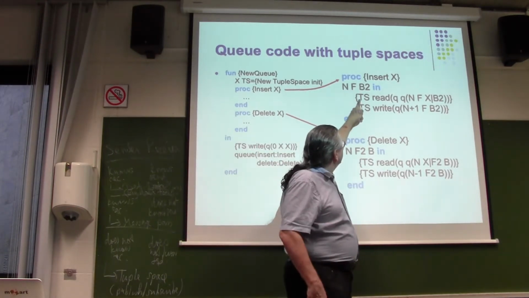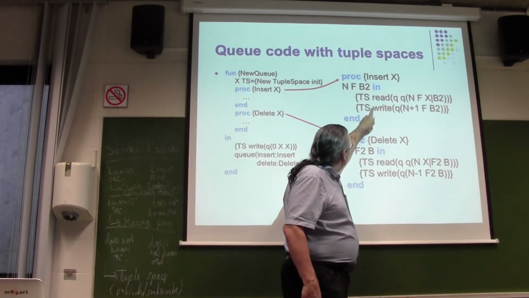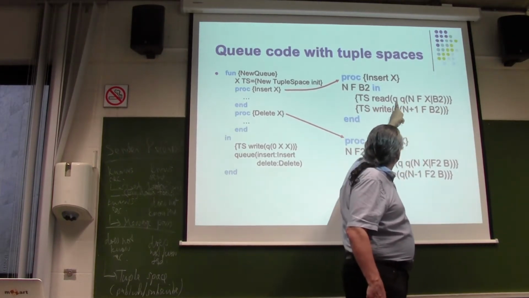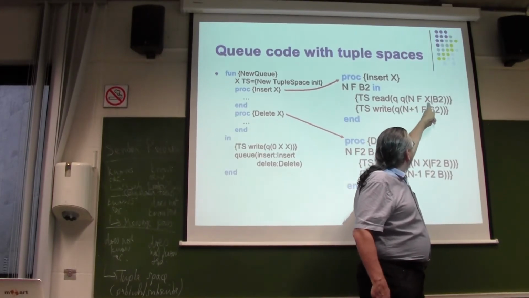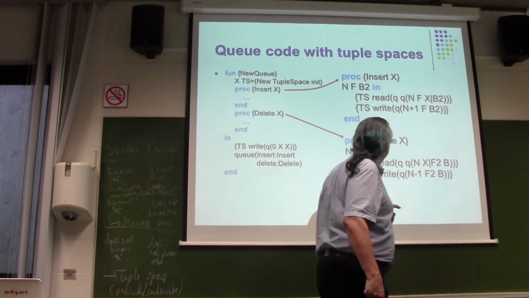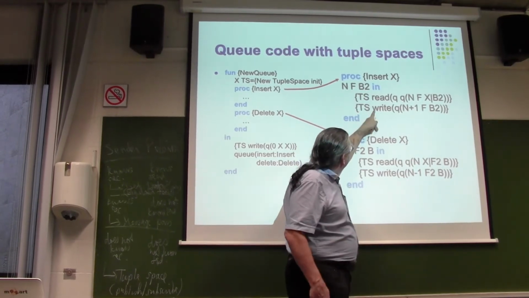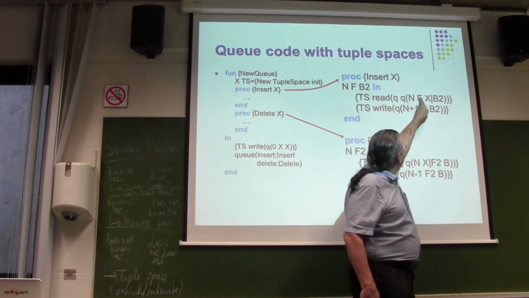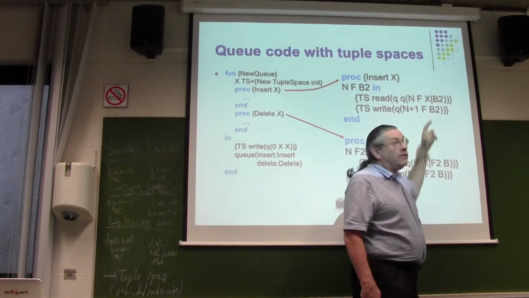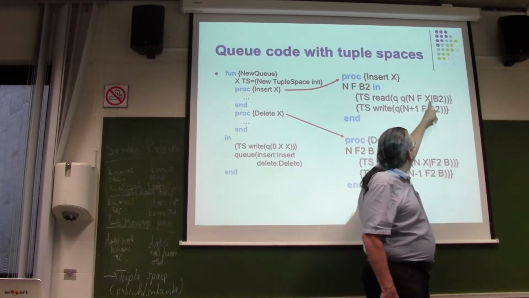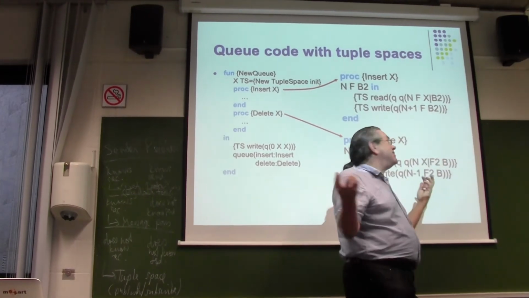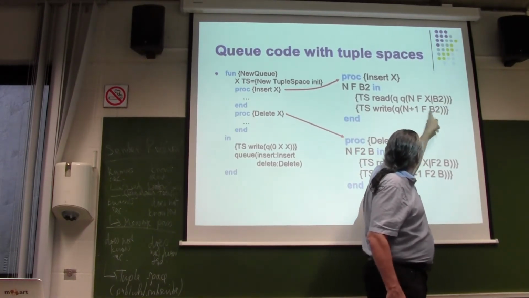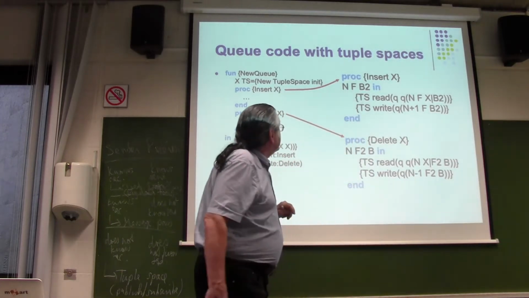Okay, so the read here will read the tuple with label Q, and it will bind the tuple to this. So N will be the first, F and X bar B2 will be the rest of the difference list. And then it writes a new tuple with N plus 1. Notice here I have actually bound the tail to X bar B2. So I've actually added X to the difference list. So F and the new tail, B2, is the new difference list. So that's the write. That will insert.